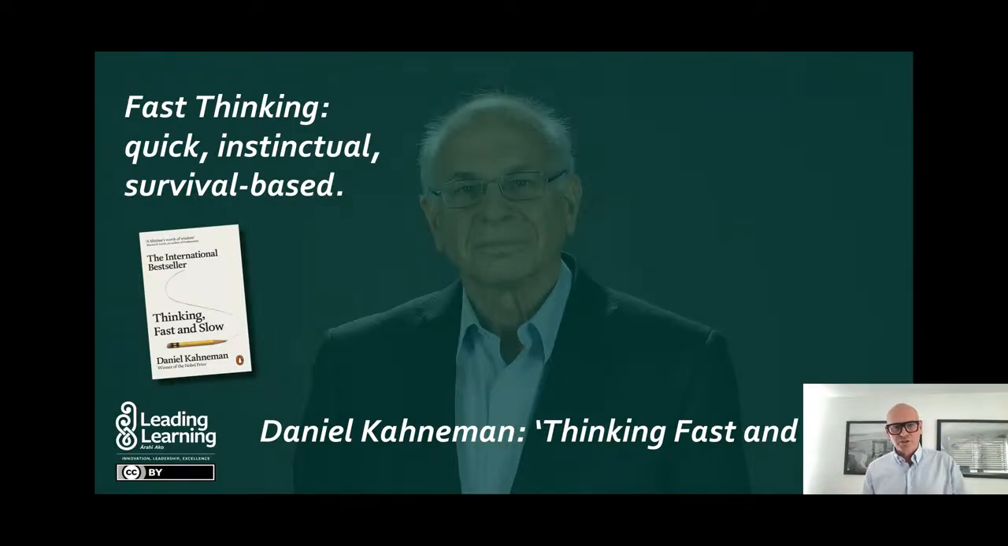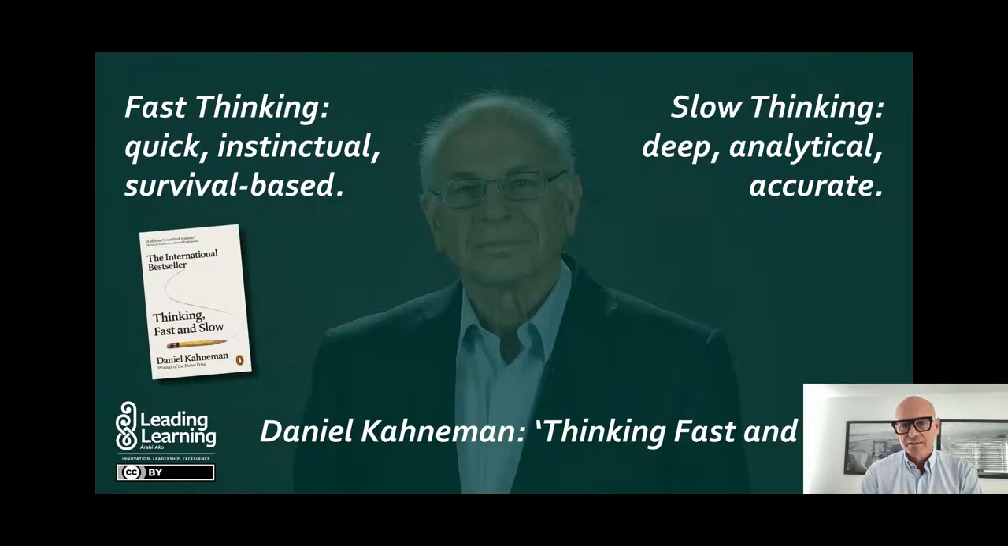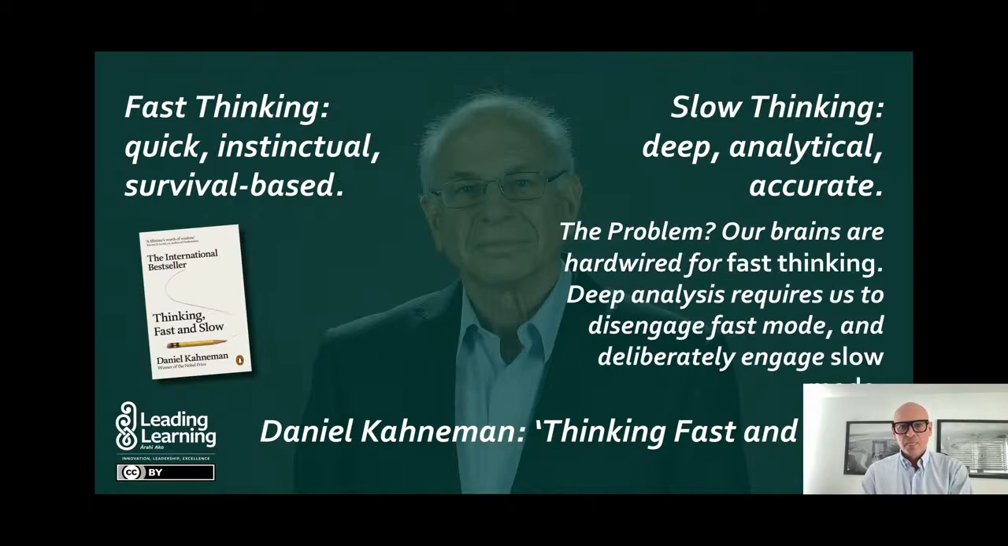Fast thinking, what I've just asked you to do, is quick, instinctual, and it's actually survival based. I'll go into that in a moment. Slow thinking is deeper, it's analytical, it's often more accurate. And so when we're engaging in teaching as inquiry or deep analysis of data, we need to be using our slow thinking brain. The problem with that is that our brains are hardwired for fast thinking. We prefer fast thinking. It's easier for us to engage in fast thinking. That's why those easier answers to those brain teasers are so tempting.